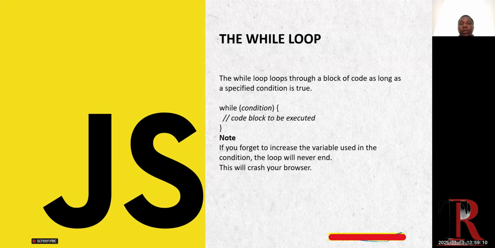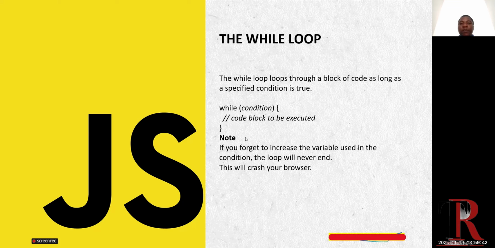The while loop loops through a block of code as long as a specified condition is true. So just like the way a for loop keeps executing an expression as long as the condition is true, the same thing is applicable to the while loop. You can see here I have a while condition, then the code block to be executed. So while also is the keyword for the while loop, just as for is the keyword for the for loop, and then the code to be executed will be inside the opening and closing curly braces.